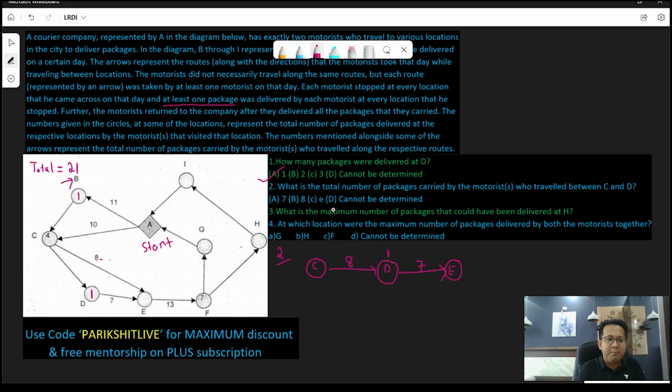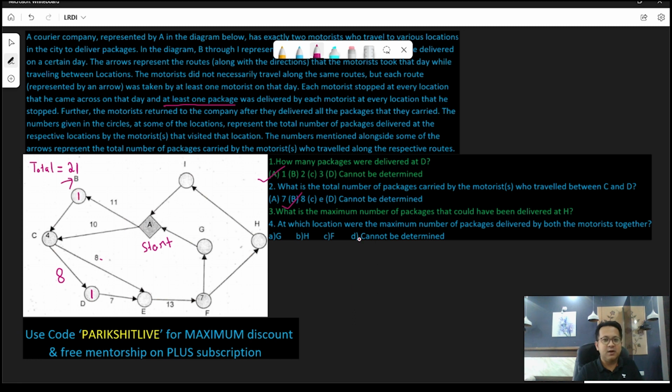So can I say the number of packages carried between C and D must be 8. If you have 8, 1 will get consumed, and the remaining 7 are taken forward, right? So the answer for the second one is 8. Again, a pretty easy one if you are able to follow the concept. The concept that we discussed was incoming should be equal to outgoing plus what gets consumed, correct?